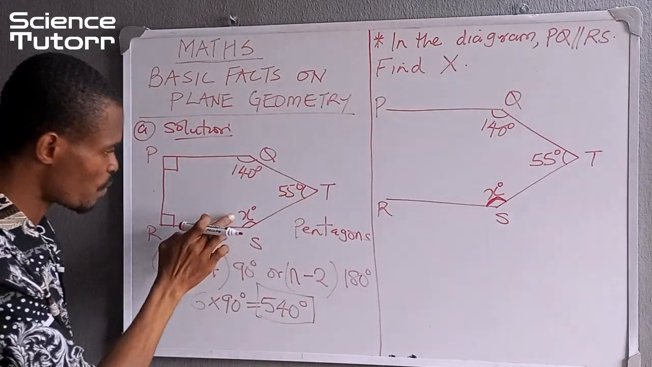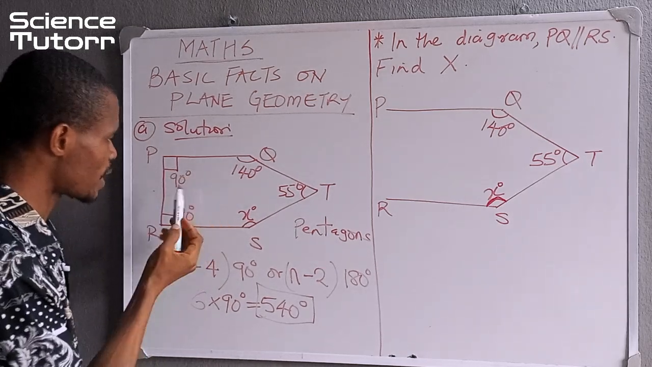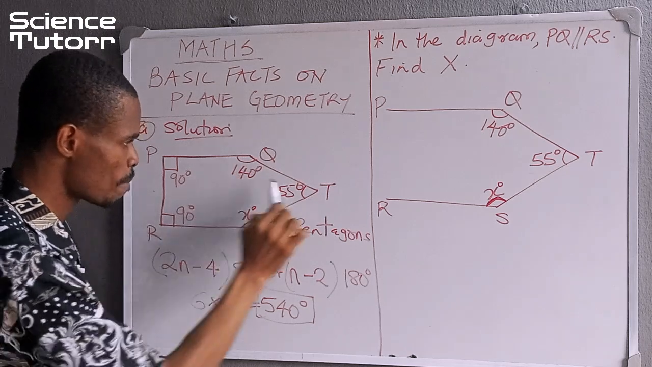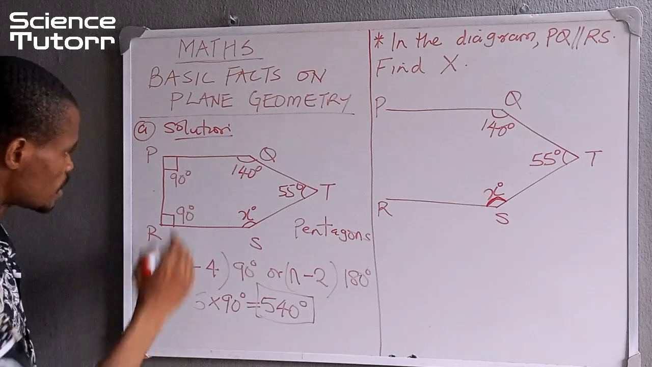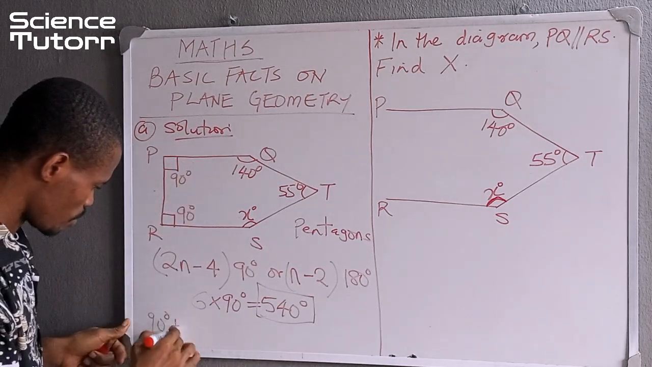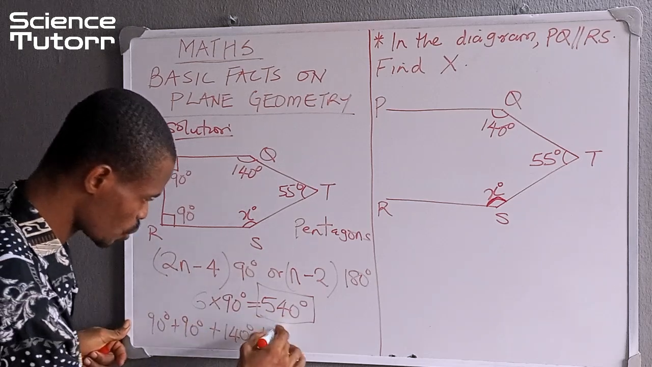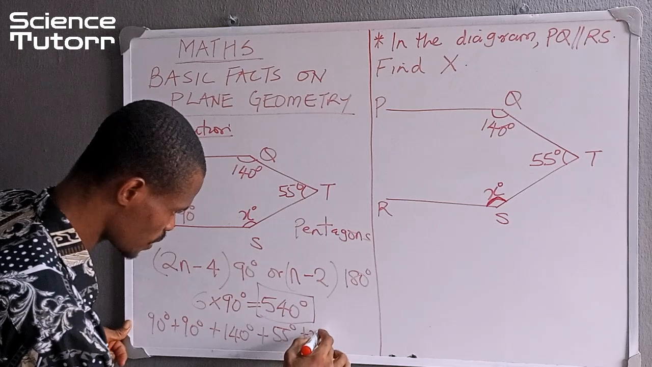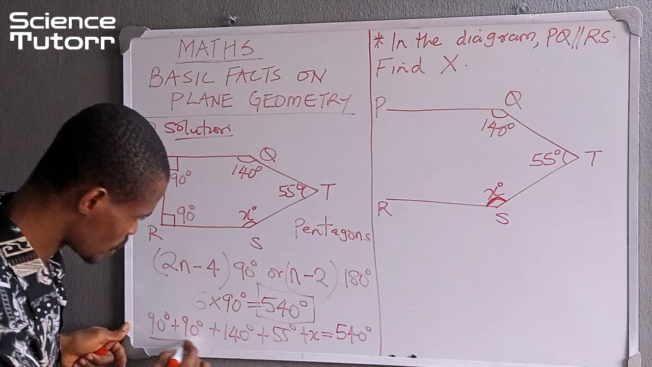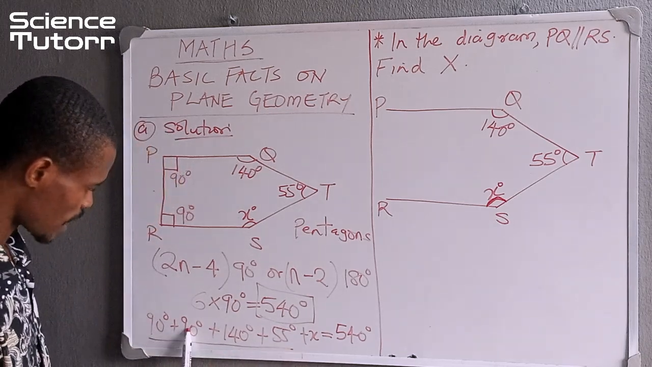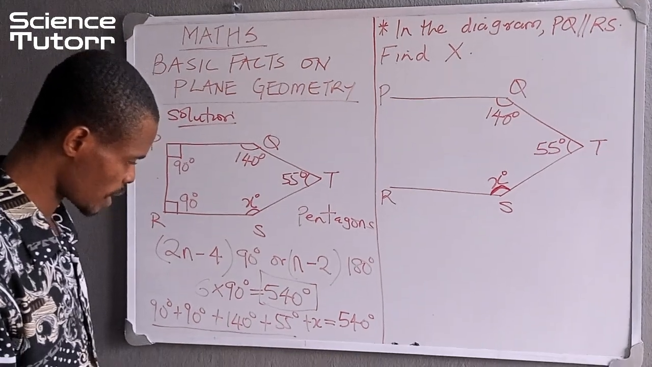So on that note, we could find X. We have this to be 90, this is 90. So 90 plus 90 plus 140 plus 55 plus X should give us 540 degrees. So let's sum these. We have 90 plus 90, which is 180. 180 plus 140 is 320.